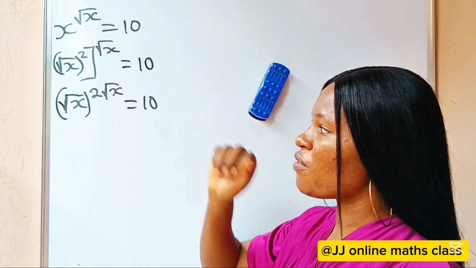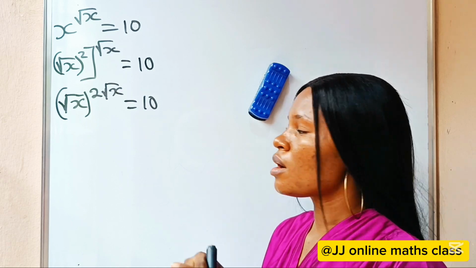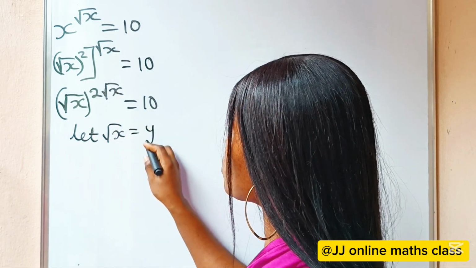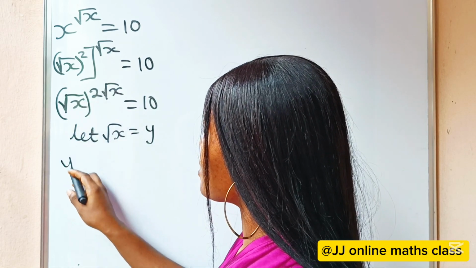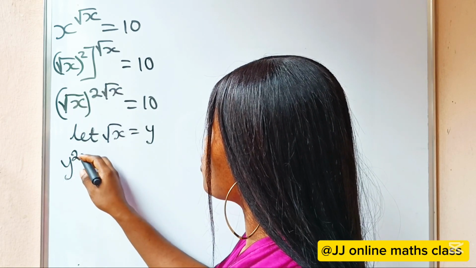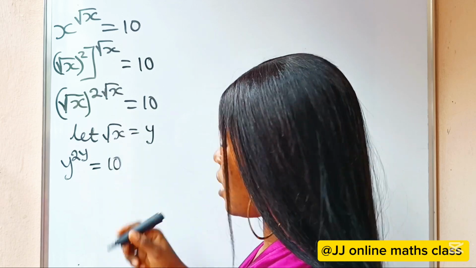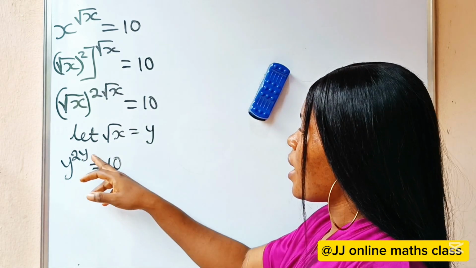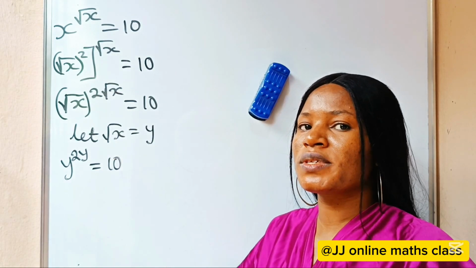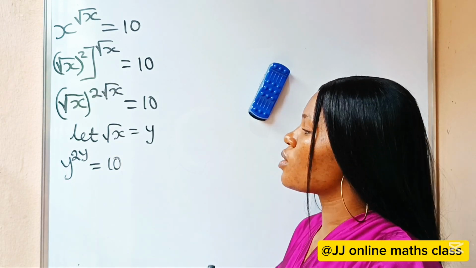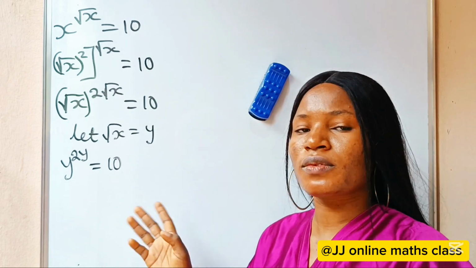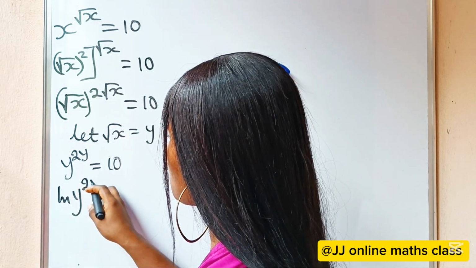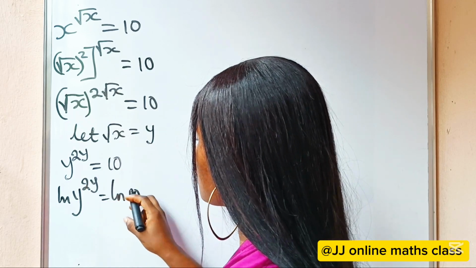We have root x here, we have root x here. Let's call it an alphabet. So we can say let the square root of x be equal to y. So we can now write this as y raised to the power of 2y is equal to 10. Now because we have y, the variable we are looking for, as our power, we have to solve it using ln or log, right? So let's introduce ln to both sides of this equation. So we are going to have ln of y raised to the power of 2y is equal to ln 10.